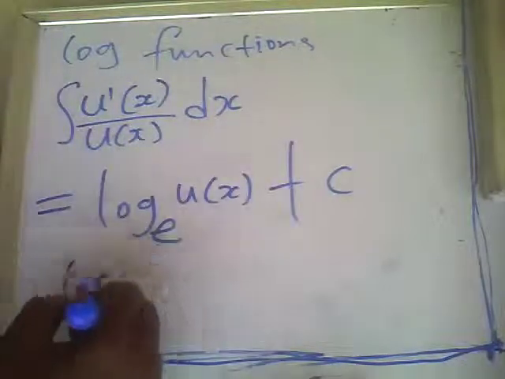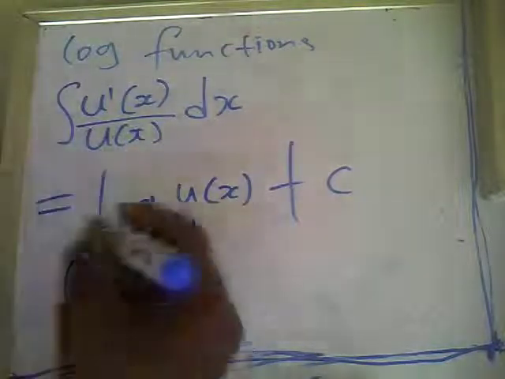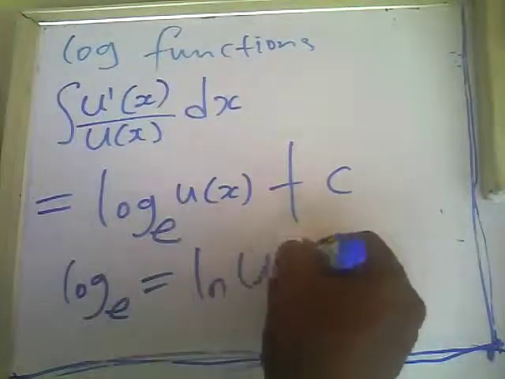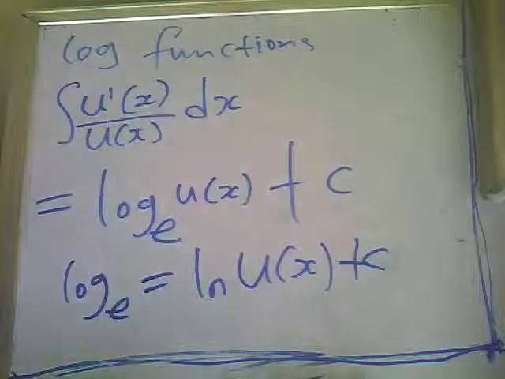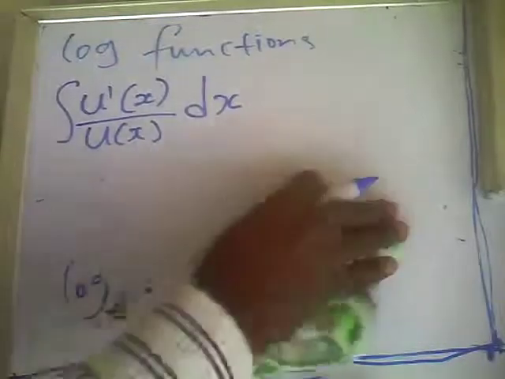Log base e is actually the Napierian or natural logarithm, and you can shorten it as ln. It can be ln u(x) plus c. So that is how it is obtained. This is the law.